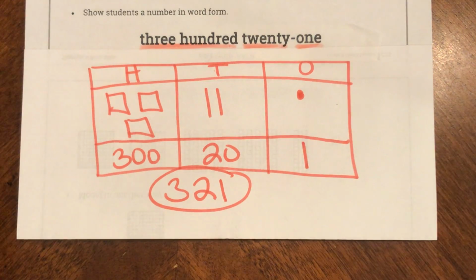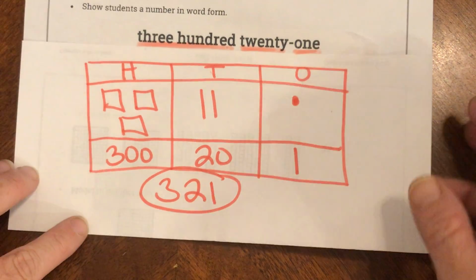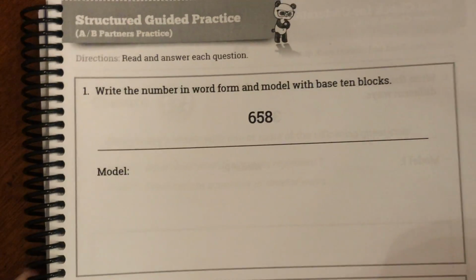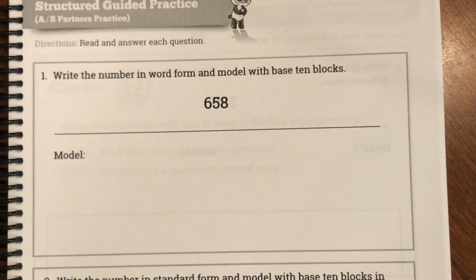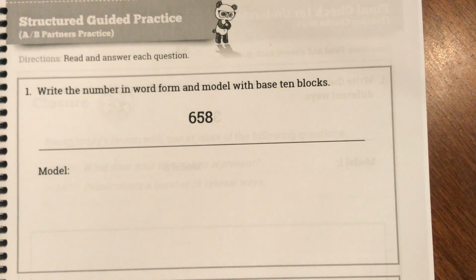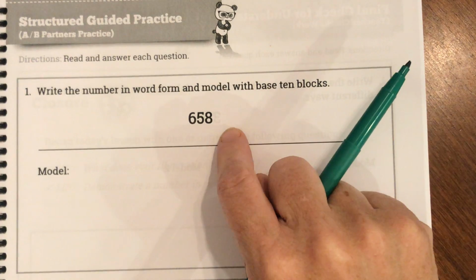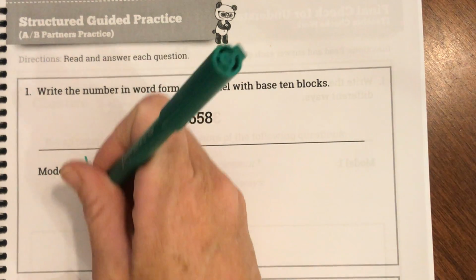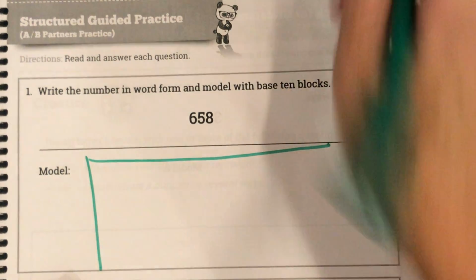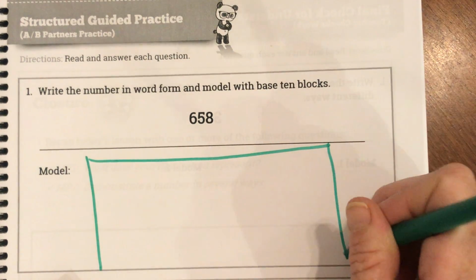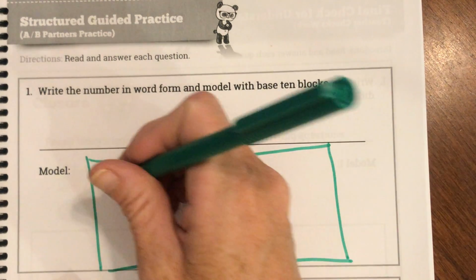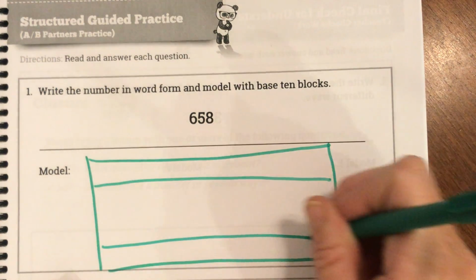Okay, let's try some of these together, boys and girls. We're on page 44 together today, page 44. And let's look at our first one. Our first one says, write the number in word form and model with base 10 blocks. Okay, so they gave it to us in standard form, and they want us to write it in words. Let's first draw our place value chart.